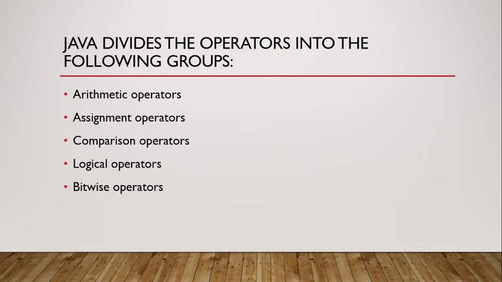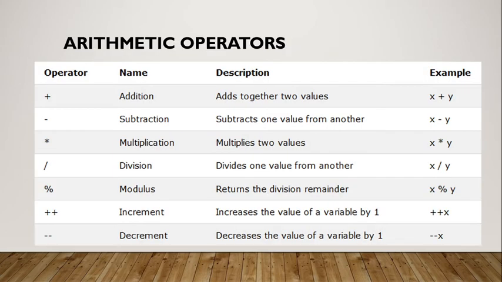Java defines several bitwise operators, which can be applied to the integer types: long, int, short, char, and byte. Bitwise operator works on bits and performs bit-by-bit operation. Arithmetic operators. Arithmetic operators are used in mathematical expressions in the same way that they are used in algebra. The arithmetic operators are addition, subtraction, multiplication, division, modulus, increment, and decrement.